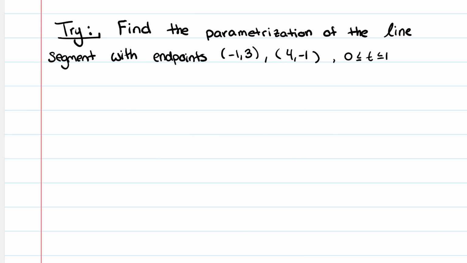Okay, now on your own, I want you to try to find the parametric functions of the line with endpoints (-1, 3) and (4, -1). If they list this point first, it's the initial point, and then this is going to be your terminal point. If they don't tell you which one's which, the first one's going to be your initial, and the second one's going to be your terminal. So go ahead and find those equations right now.